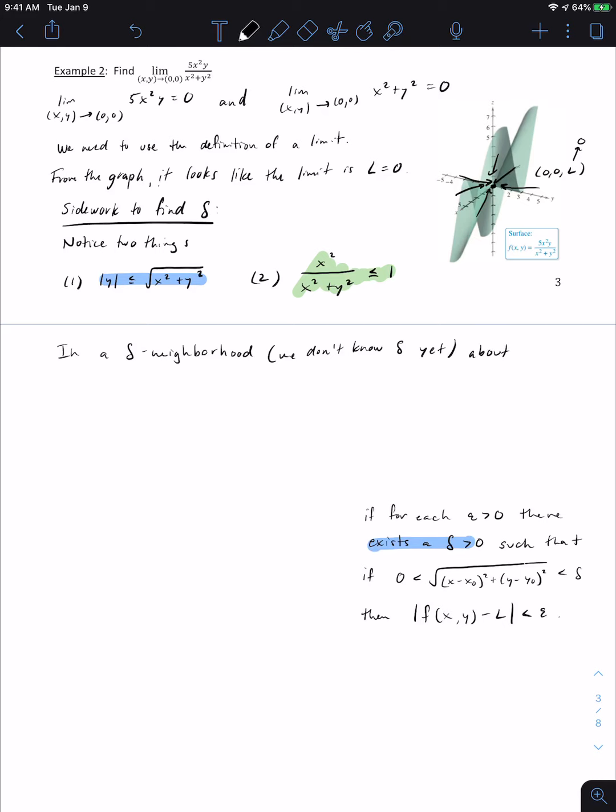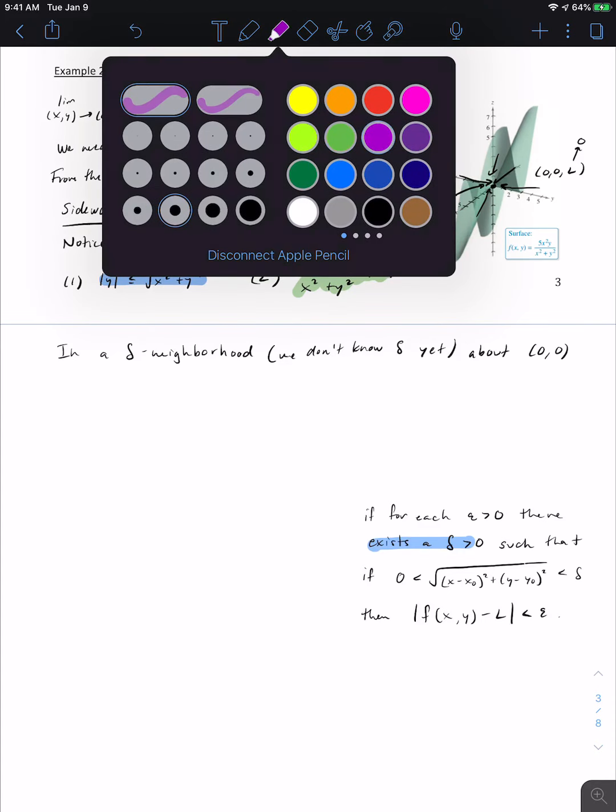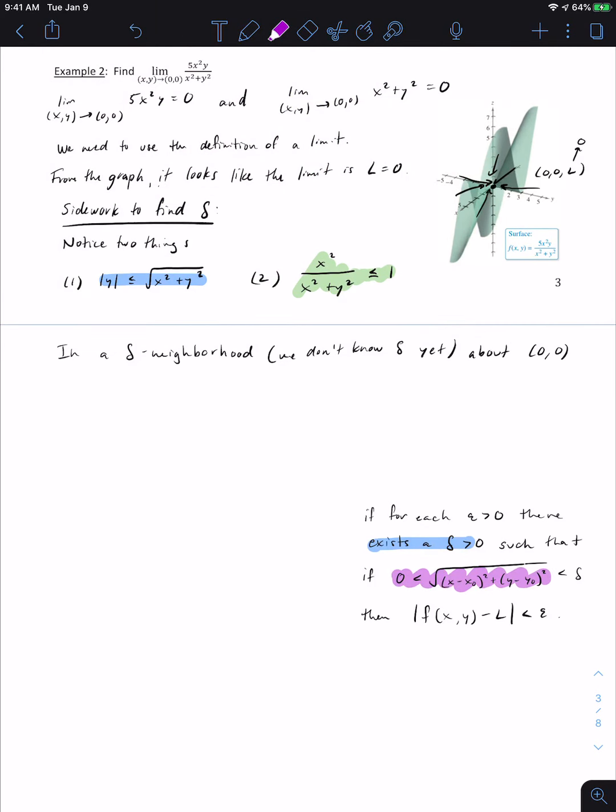About which point are we focusing on? What point are we heading towards? The point that we're focused on here is the point 0, 0. So in some delta neighborhood about 0, 0, what do we have happen? We know that we have this happen, right? Because it's saying if that. We want to show that if we have this, then we have this. So let's assume that we have the purple thing, right?